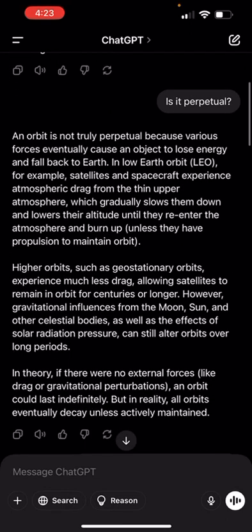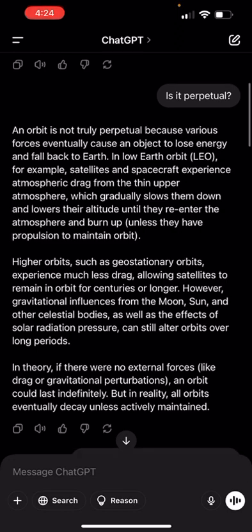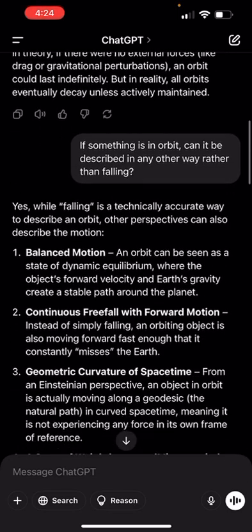So then I asked, is it perpetual? And it says an orbit is not truly perpetual because various forces eventually cause an object to lose energy and fall back to Earth. In low Earth orbit, for example, satellites and spacecraft experience atmospheric drag from the thin upper atmosphere, which gradually slows them down and lowers their altitude until they re-enter the atmosphere and burn up, unless they have propulsion to maintain orbit.